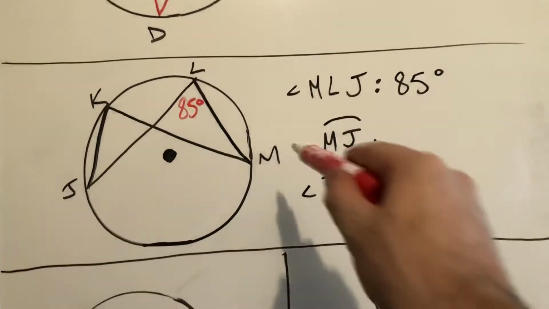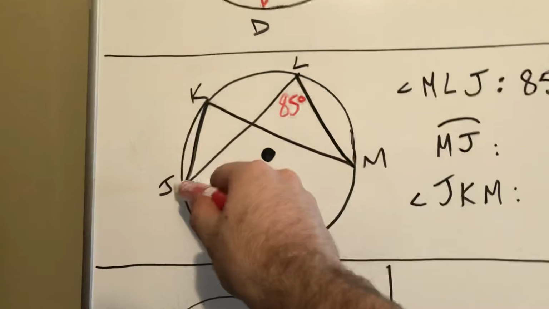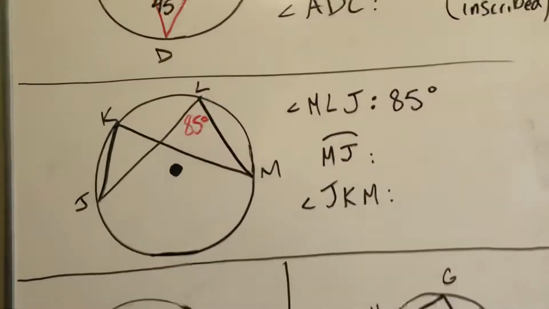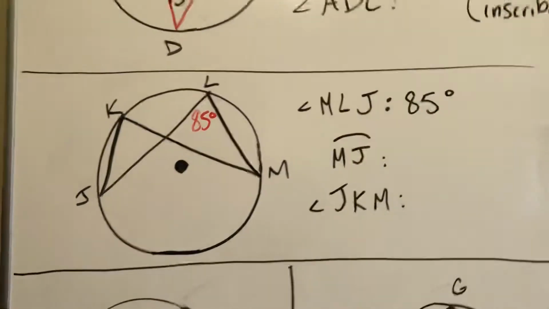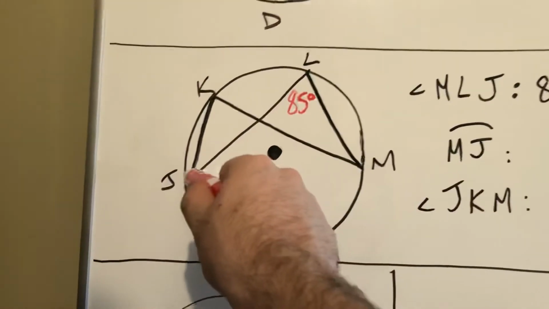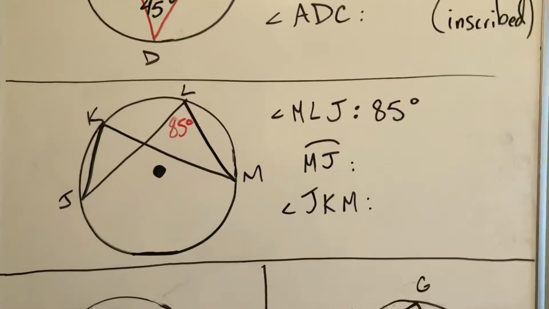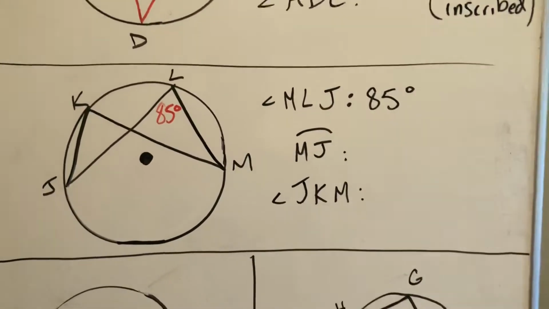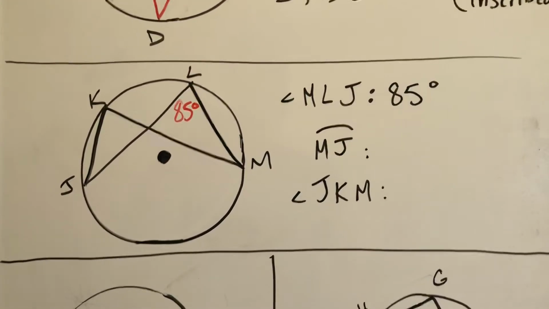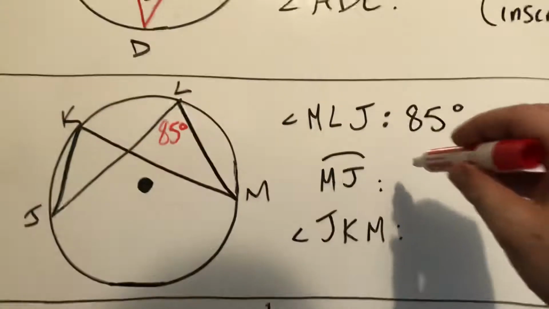MJ, now it's from here to here. I know that because that's going to be slightly less than 180 degrees. If I were to construct a chord going from M to J, it's below the center there, so it's not quite a diameter. It's going to be a minor arc, and I can find that by multiplying my inscribed angle 85 by 2 to get 170 degrees.